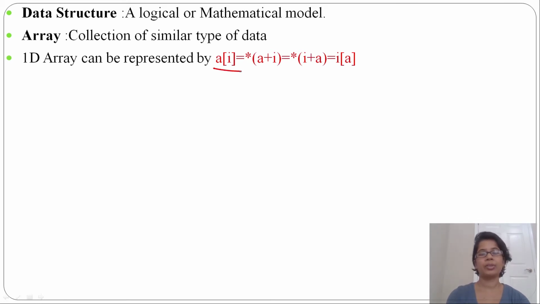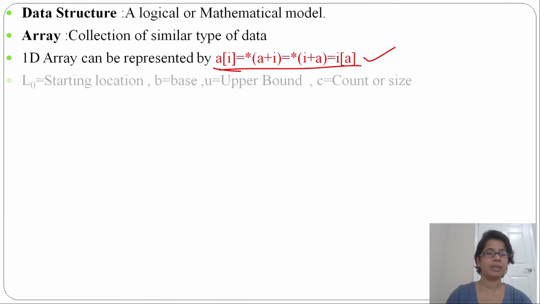In pointer, how can you represent it? In pointer you can write *(A+i), or you can swap the position and write *(i+A). This symbol you can call the pointer symbol, star or asterisk. So A+i or i+A, both are equal, or you can write i[A]. So these four are all equal. You can write any one of them alternatively.